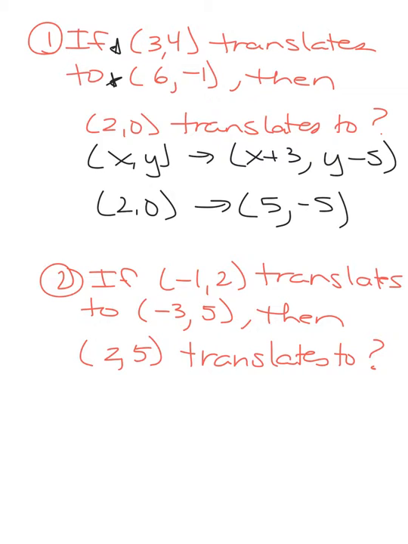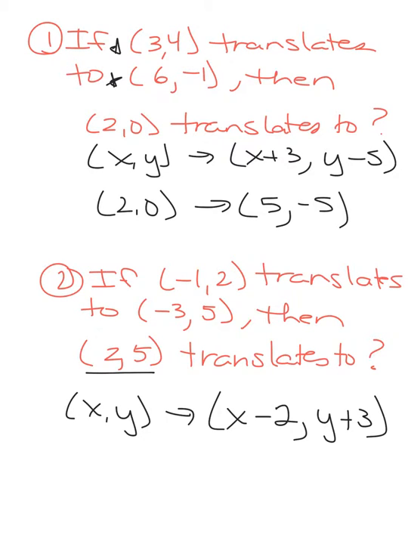Looking at our next statement, it says if the coordinate -1, 2 translates to -3, 5, then what does the coordinate 2, 5 translate to? So again, let's come up with a coordinate notation statement. Let's figure out what the movement is. So my x-coordinate went from -1 to -3, so I subtracted 2. My y-coordinate went from 2 to 5, so I added 3. So there's my coordinate notation.